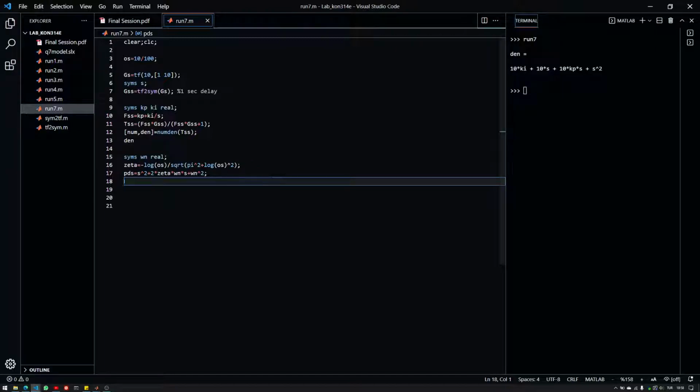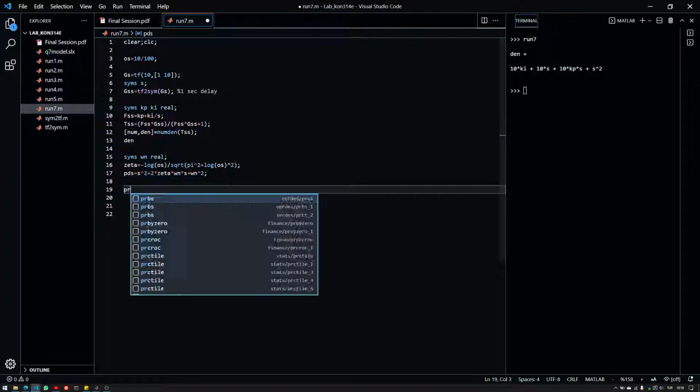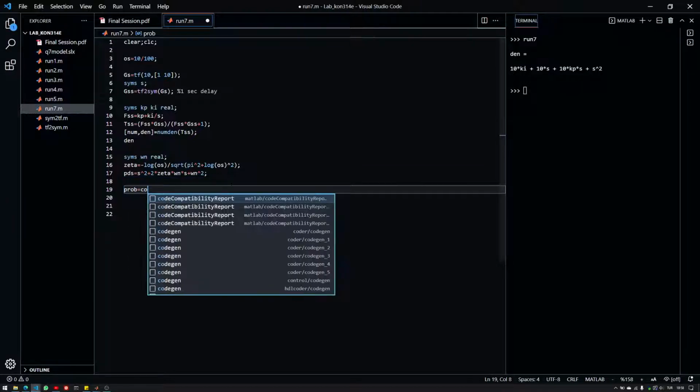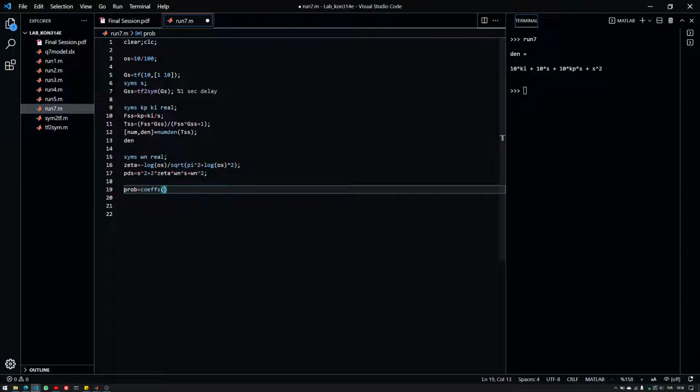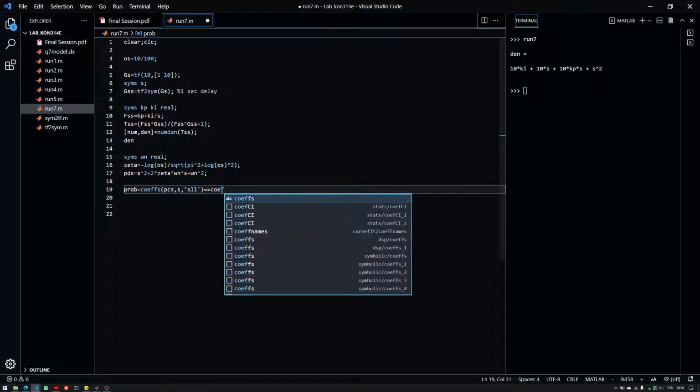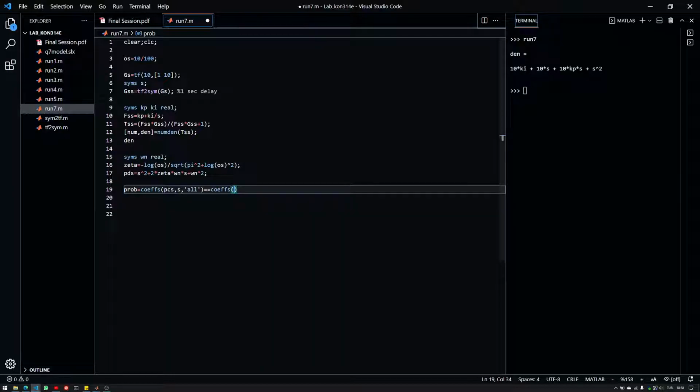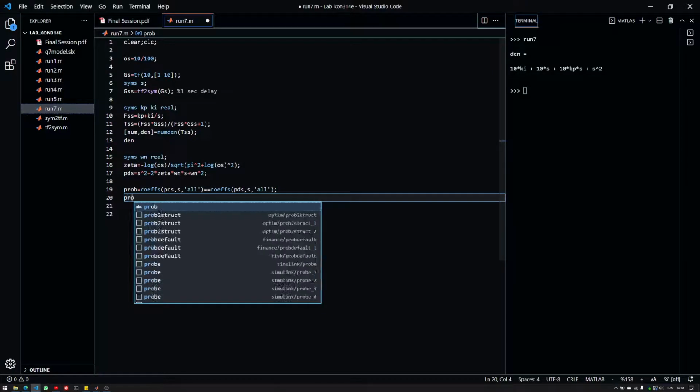And then, do we need PES? Since this is a second order one, we don't really need any. So we can directly form our problem by using the coefficients of PCS. All the coefficients should be equal to coefficients of PDS. And let's look at our problem.